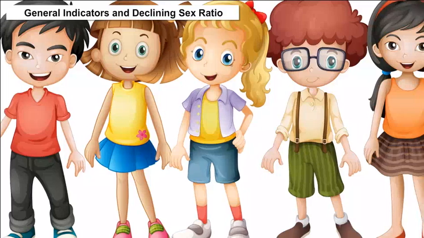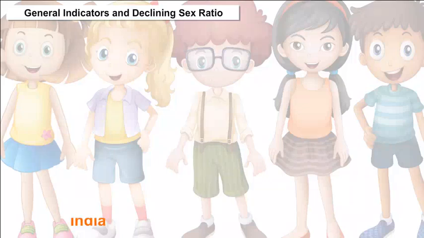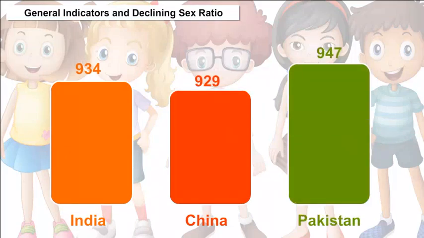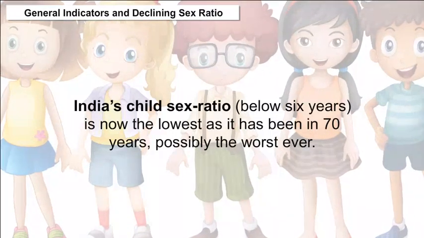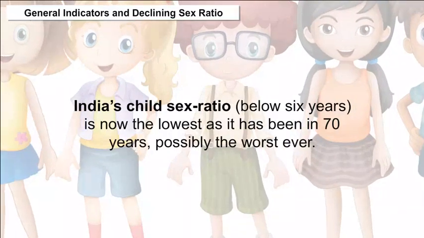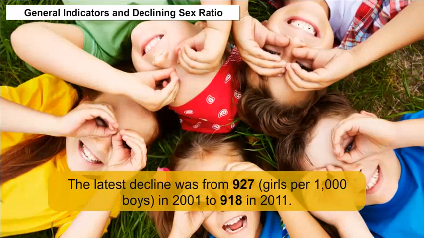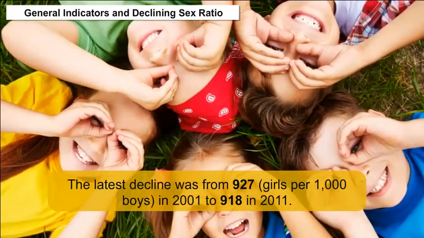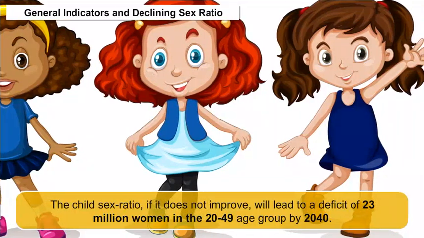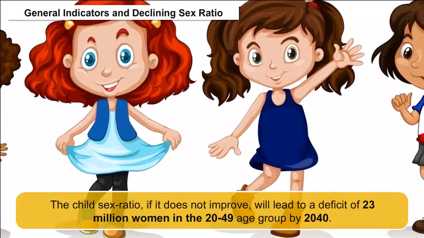General indicators and declining sex ratio. All of these three countries have a declining sex ratio, which is 934 in India, 929 in China, and 947 in Pakistan. India's child sex ratio, that is, below 6 years, is now the lowest it has been in 70 years, possibly the worst ever. The latest decline was from 927 girls per 1,000 boys in 2001 to 918 in 2011. The child sex ratio, if it does not improve, will lead to a deficit of 23 million women in the 20 to 49 age group by 2040.